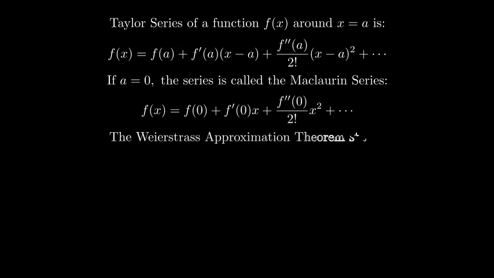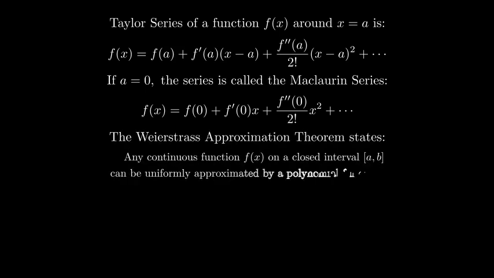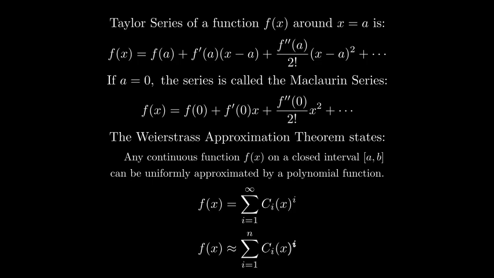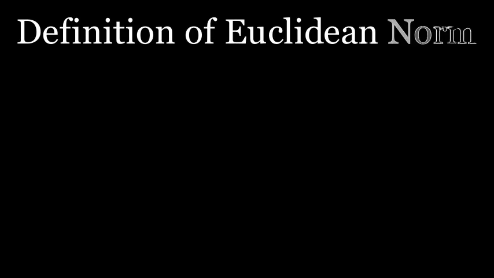Now Weierstrass came up with this approximation theorem that any continuous function f of x on a closed interval can be uniformly approximated by a polynomial function. If we have a finite number of terms, then it is not exact but very close to it. Now the question comes, how do we measure this difference between the exact and the fitting functions? So we define a norm.